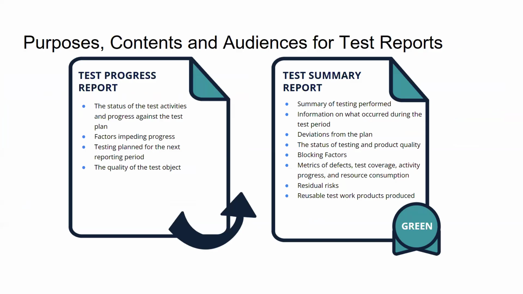When it comes to the test progress report, it shows the status of test activities, progress against the test plan, factors that are blocking the progress, what is impeding the progress, the testing plan for the next reporting period. So what we are going to test next, and the quality of the test object. This test progress report is something that we share on a daily basis with the client or the relevant stakeholders, right? Some test lead will get the details from each and every tester, or testers can specify their progress in an Excel sheet or some kind of a tool like Jira, and the test lead or the test manager will extract those and share this test progress report.